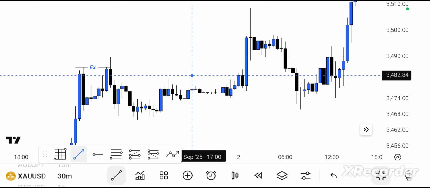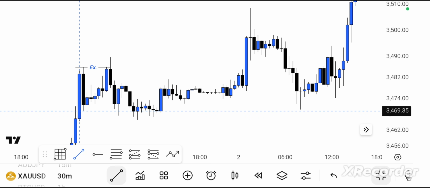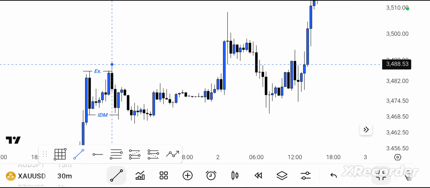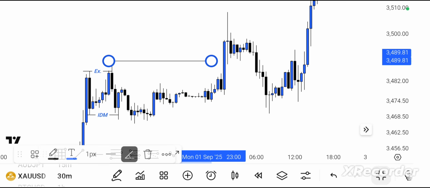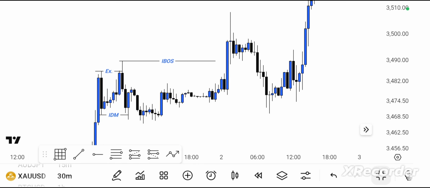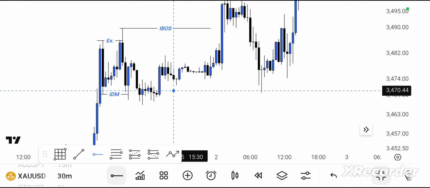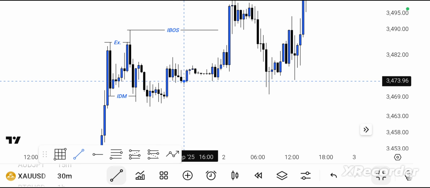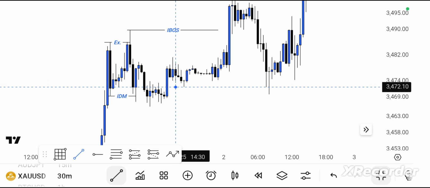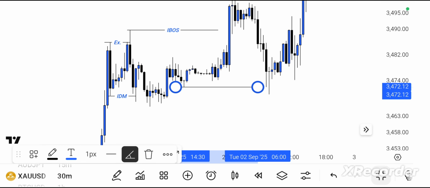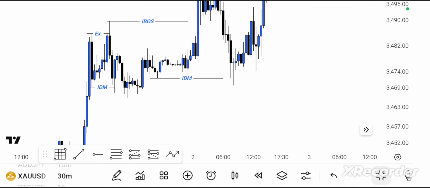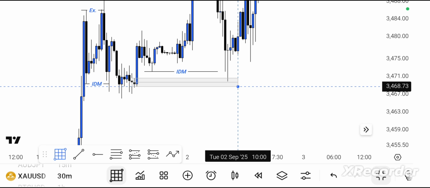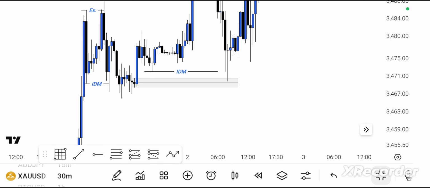We have an inducement. So we also have an internal break of structure, IBOS. So we have an inducement right here. Then our other block is this. So this is where our stop loss will be.